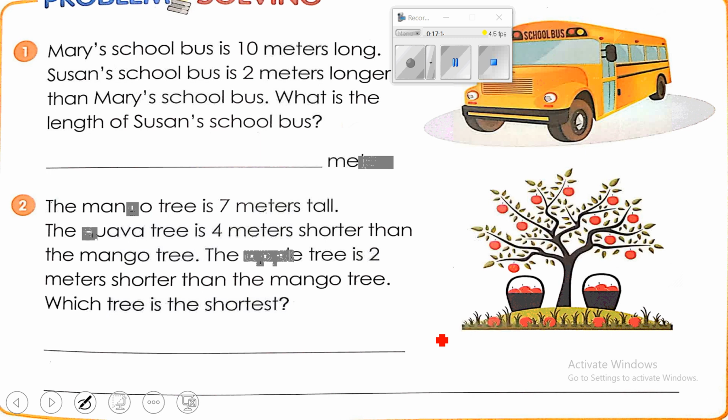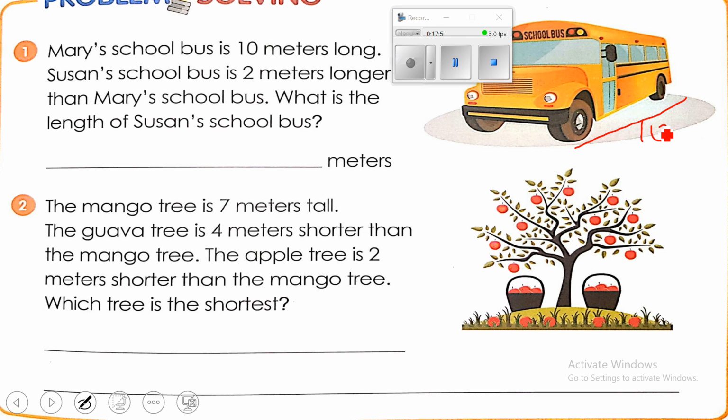Here we have the problem solving. Let's read it together. Mary's school bus is 10 meters long. Susan's school bus is 2 meters longer than Mary's school bus. What is the length of Susan's school bus? So here is the length from here to here. This is Mary's, about 10 meters. And Susan's is 2 more, yes, 2 longer.